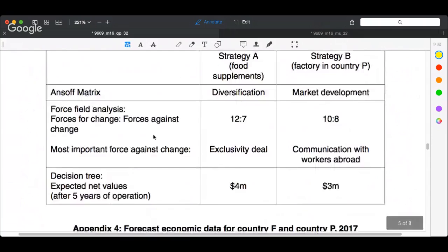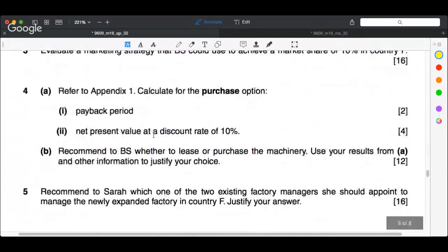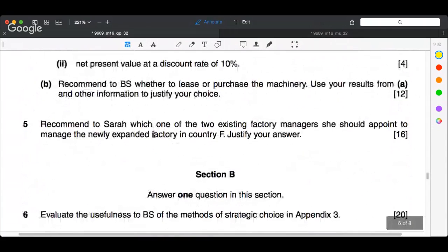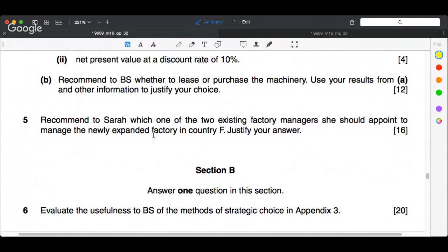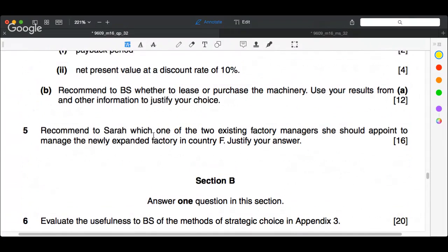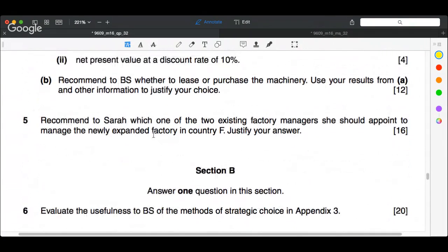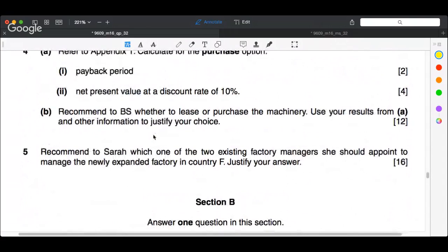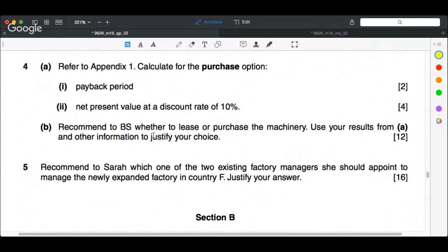Right, next question. So, we're not expecting you guys to. This is day one, all right. So we're not expecting you to get a full and deep understanding of this on the first day. But let's recommend whether to lease or purchase the machinery.